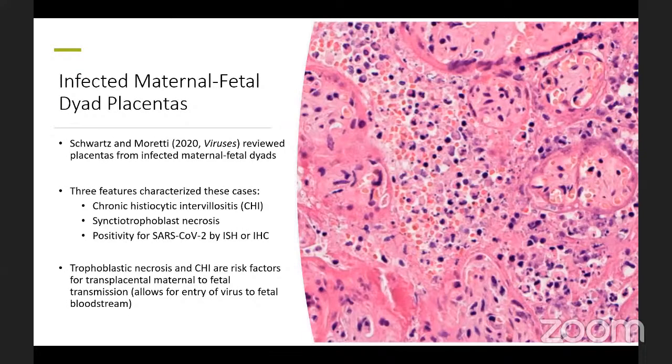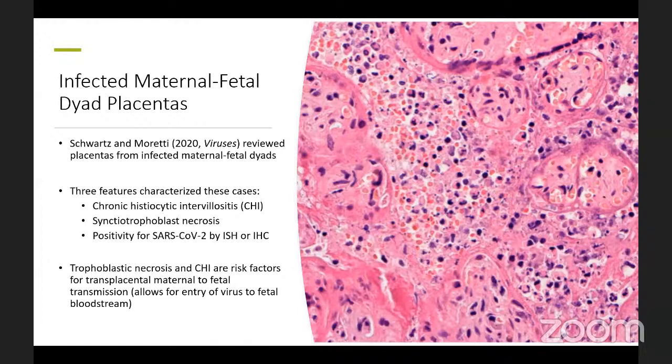The first study that really looked at what was assumed to be placental infection directly had to look at maternal and fetal dyads of infected pairs. Schwartz and Moretti reviewed placentas from infected mom-baby pairs, and they found three characteristic histopathologic findings in these cases. The first was a chronic histiocytic intervillositis. Secondly was syncytiotrophoblast necrosis, two entities that I'll come back to in a few slides. And then they proved that all of these placentas were positive for SARS-CoV-2 by ISH or IHC.